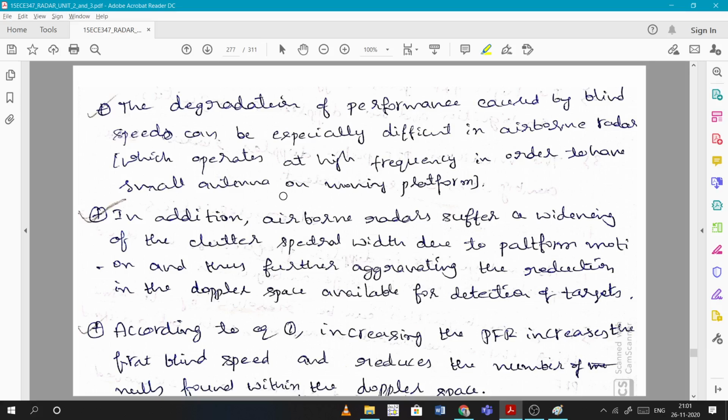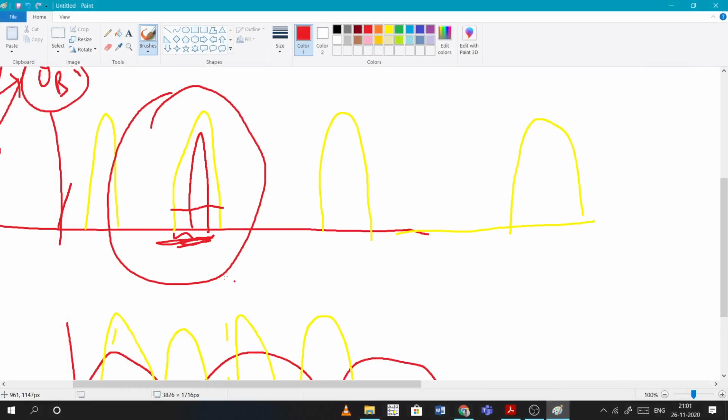But blind speeds are especially difficult to rectify. Blind speeds in an airborne radar will be very much difficult, and it operates with a higher frequency. Next, in addition to that, airborne radar also suffers the widening of clutter spectrum. That is already we have seen this clutter spectrum.